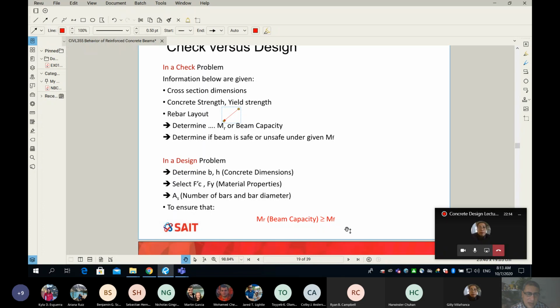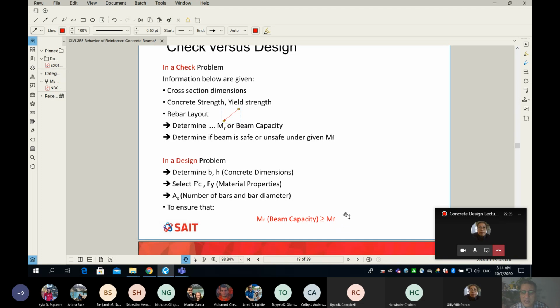One more time, in our course you will see sometimes we do a check. The beam is entirely given to me with all the information as you can see above, and my job is to say whether my beam is safe or unsafe. In a design problem, it's reversed, which means I'm given the moment that this beam is supposed to resist, and I have to come up with the dimensions, material properties and the rebar layout to ensure that the beam will have enough capacity to handle the applied bending moment.